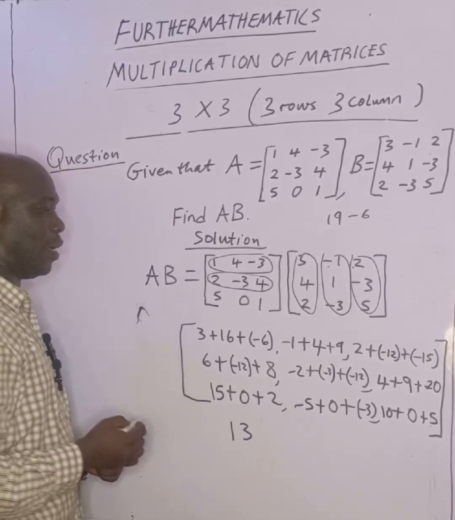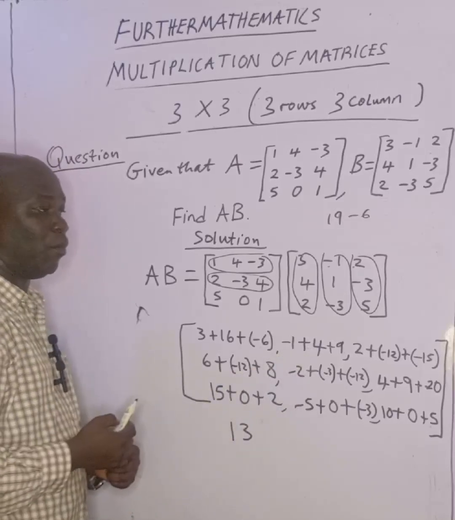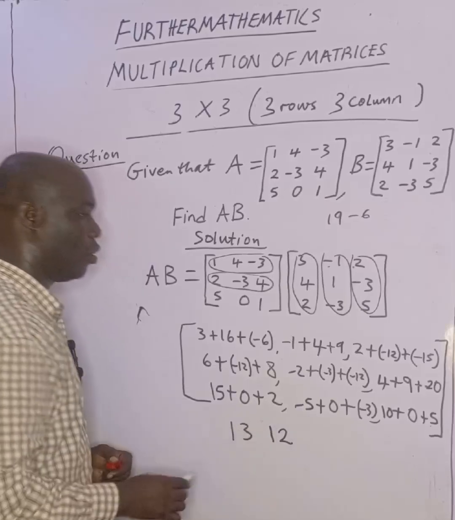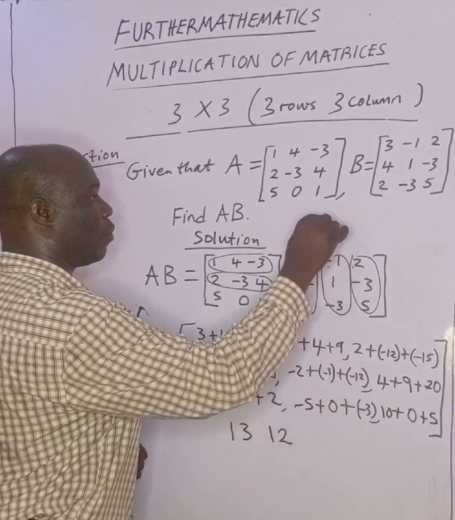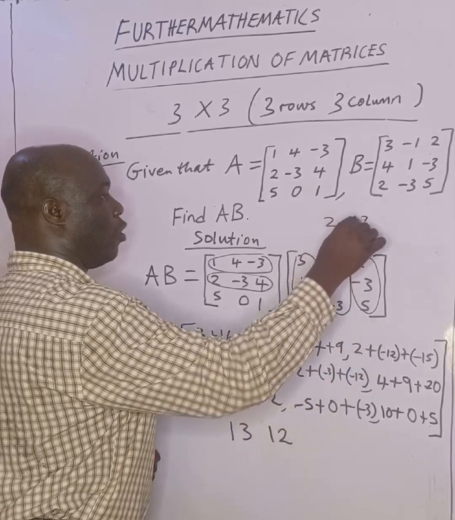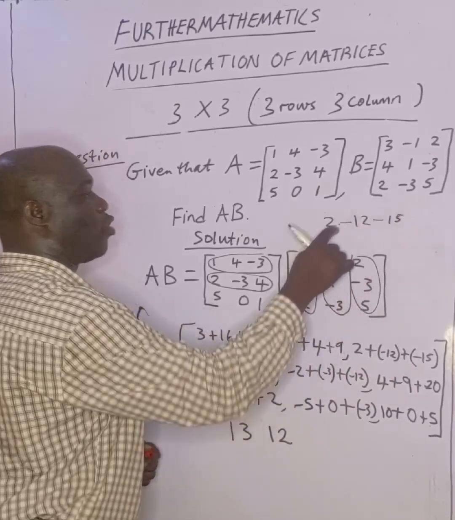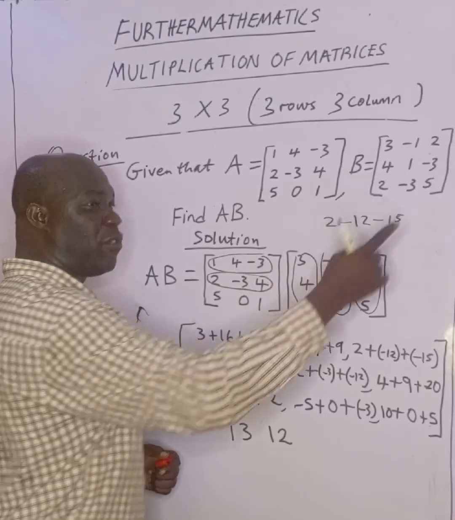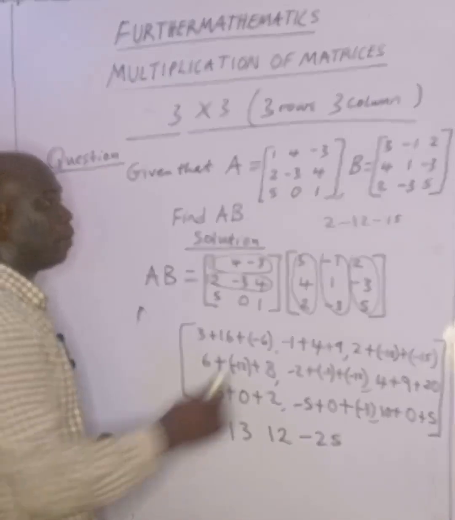We're still going to cross-check our answer. All right, so here now, minus 1 plus 4, that's 3. 3 plus 9 will give you 12. All right, so here now, this is 2. Plus times minus will give you minus, so what do you have here? 12. All right, the same thing here. Plus times minus, minus, you have 15. All right, 2 minus 12 will give you minus 10. So minus 10 minus 15 will give you minus 25. Is that clear now? Good.